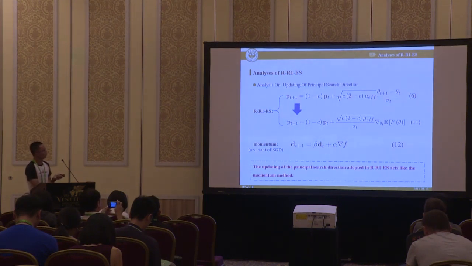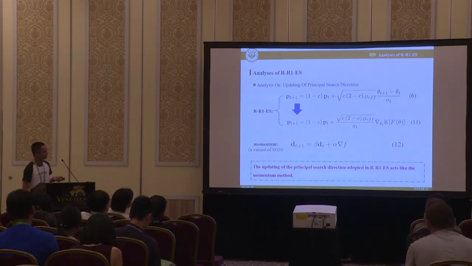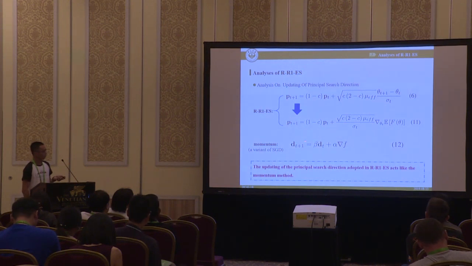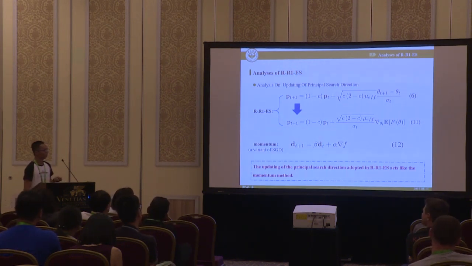Next, we focus on the adapting of principal search direction. Equation 6 is the equation used in our code, but since in our proposed method the adapting of distribution mean can serve as an estimate to the natural gradient, we can replace this term with the natural gradient. So we can compare with the momentum method. We can find that they are very simple. So the updating of the principal search direction in our proposed method is like the momentum methods.